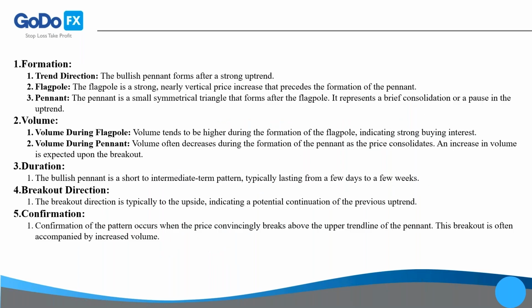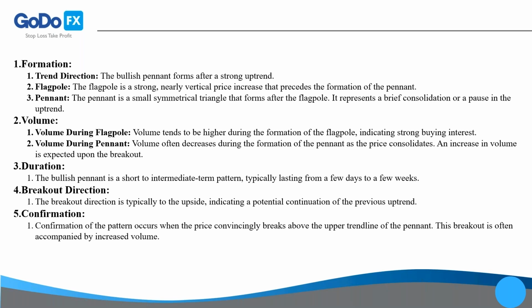Concerning the key characteristics of it, the bullish pennant forms after a strong uptrend. The flagpole, which comes before the bullish pennant, is a nearly vertical price increase that precedes the formation of the pennant, and the pennant is a small symmetrical triangle that forms after the flagpole, and it represents a brief consolidation or a pause in the uptrend.